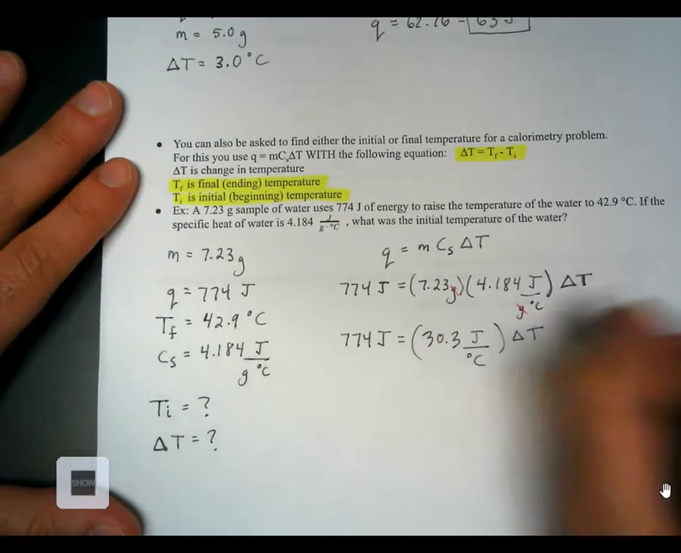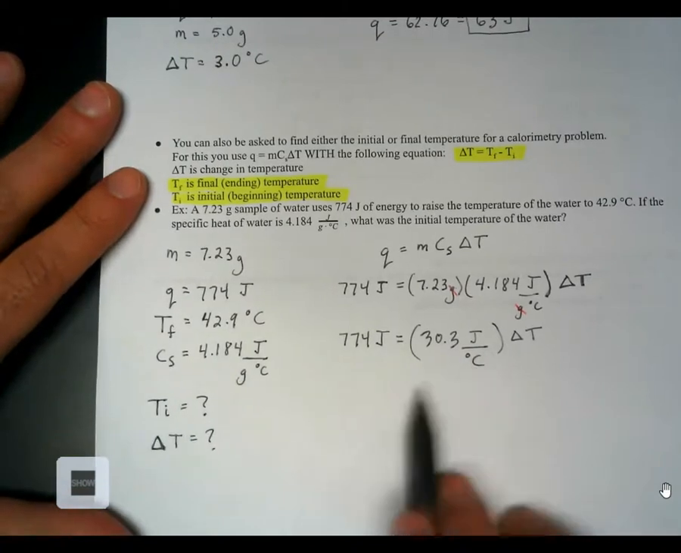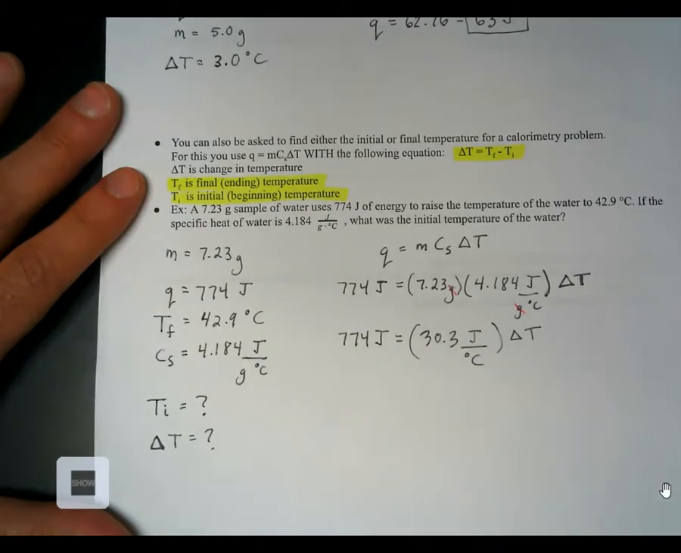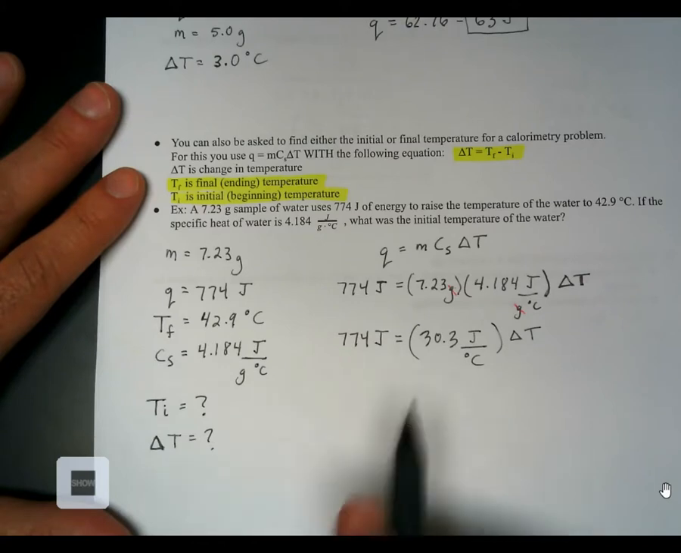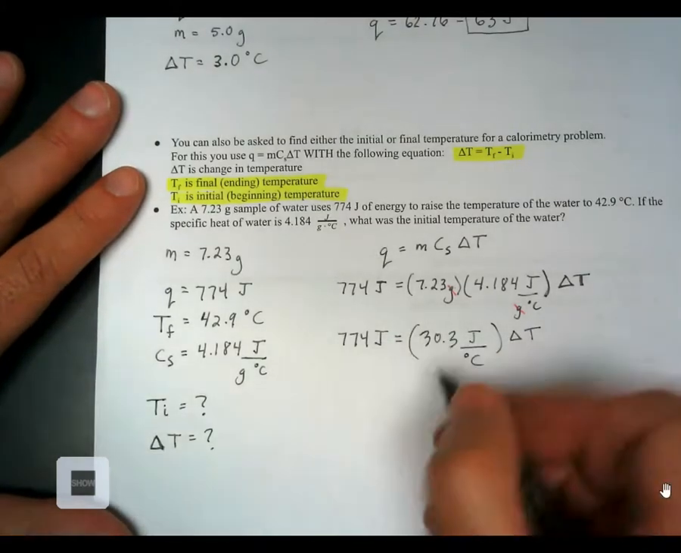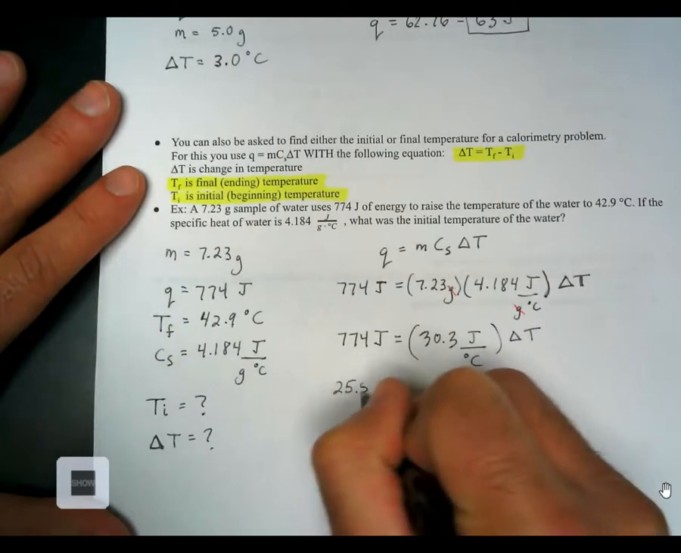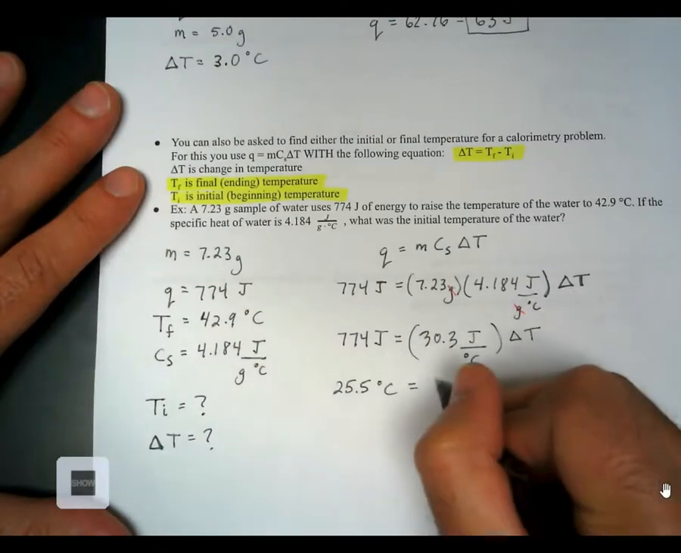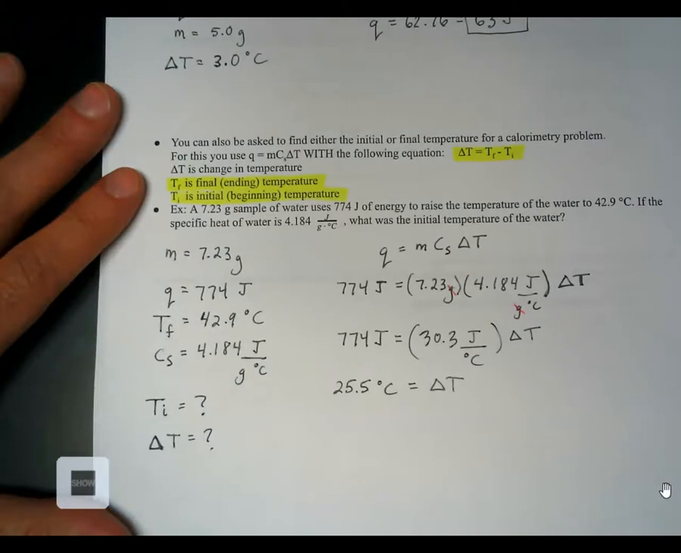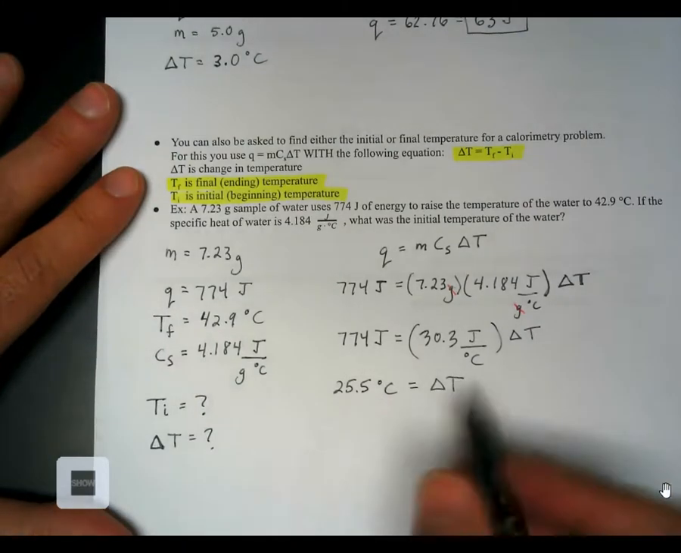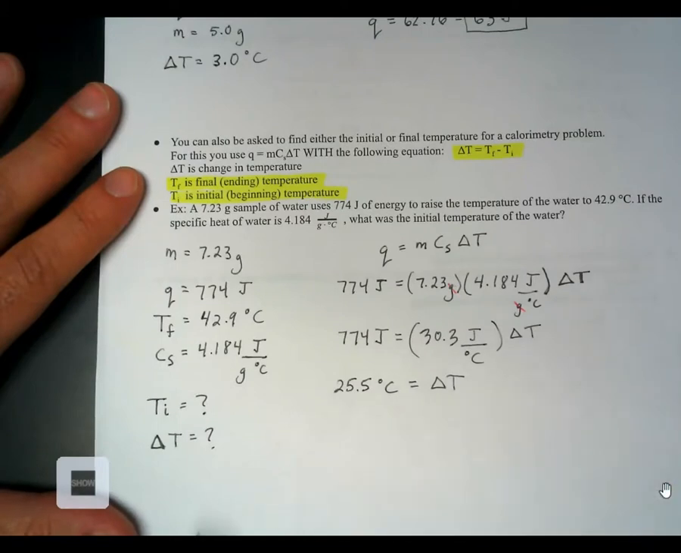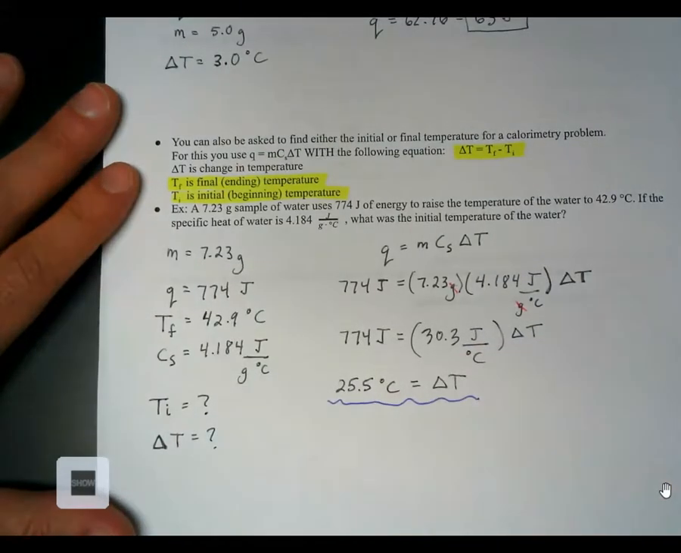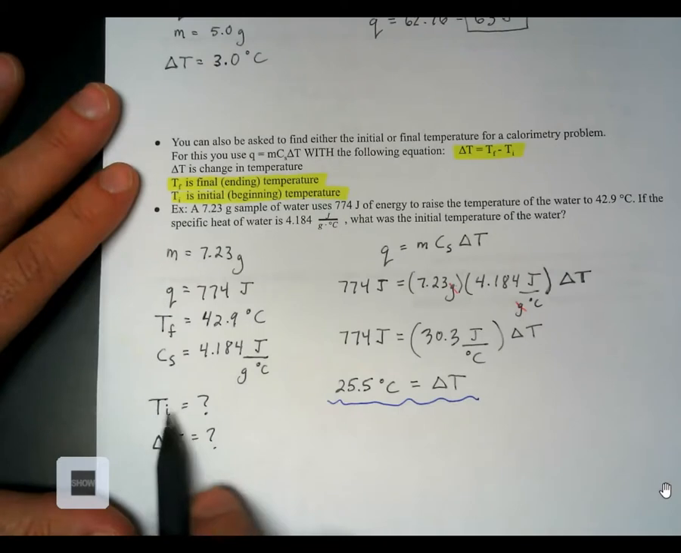times the delta T. Now to get delta T alone, we divide, because we're multiplying here. So we would take 774 divided by 30.3, and significant figures would be 3, so it's 25.5. And the label, the joules would cancel, so we're left just with degrees Celsius, which makes sense because we're finding our change in temp. Okay, so at this point, we've found our delta T. But we need our T sub I, right?